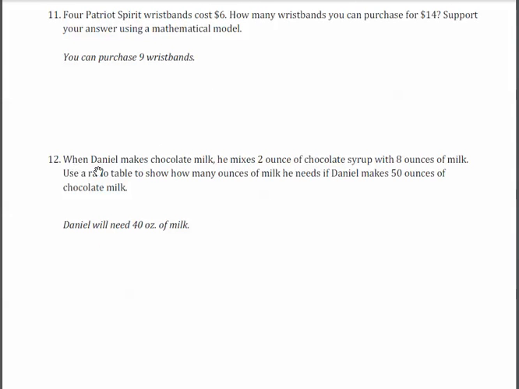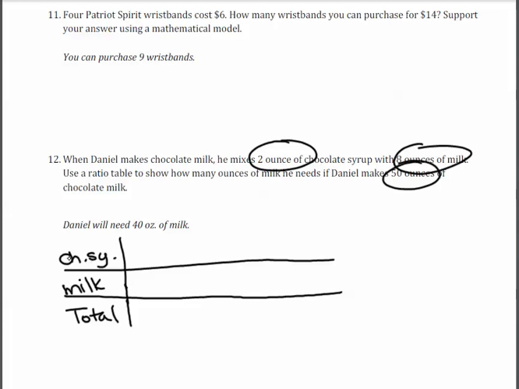Okay, in the next one, Daniel's making chocolate milk. He mixes 2 ounces of chocolate syrup with 8 ounces of milk. Use a ratio table to show how many ounces of milk for 50 ounces of chocolate milk. So you can start a ratio table by putting your chocolate syrup here, your milk here, and your total here. Or you can do like we've done in the past, where you have a double number line.